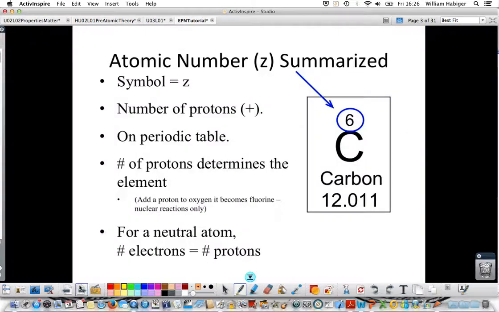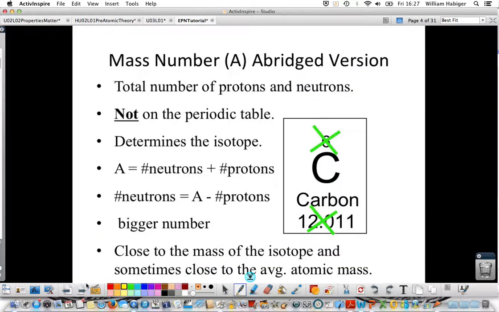Okay? So, the atomic number is found on the periodic table. It's usually at the top or the bottom. It's going to be a whole number, right? And it tells you the number of protons. That's by definition the atomic number, the number of protons in the atom. Okay? If the atom is neutral, the number of protons is going to equal the number of electrons. So a lot of times if we're looking for electrons, if we can figure out the number of protons, we have it.